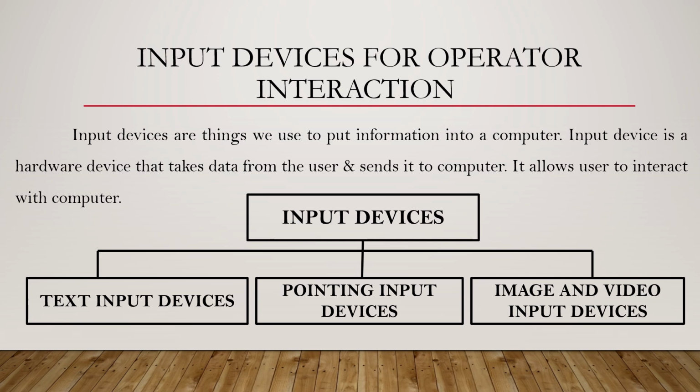Your mouse can be an input device, a keyboard can be an input device. Okay, so only these devices we are going to learn here. An input device is a hardware device that takes data from the user and sends it to a computer. It allows the user to interact with the computer. Input devices are of three types: text input devices, pointing input devices, and image and video input devices. So one by one we'll see.